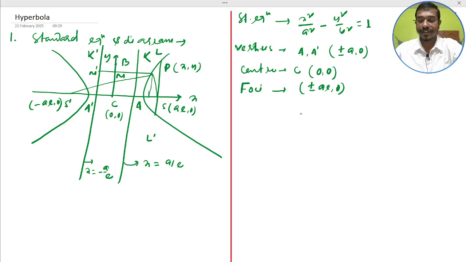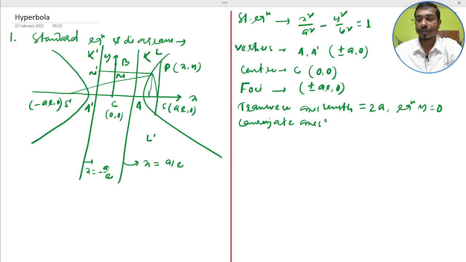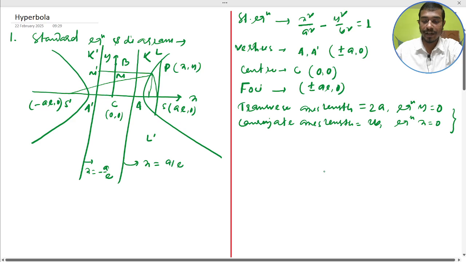Next, transverse axis length. This is called transverse axis length, not latus rectum. Transverse axis length is equal to 2a, for equation y equal to 0. And the conjugate axis length, this is nothing but twice b, and the equation is x equal to 0. Transverse and conjugate axis length.